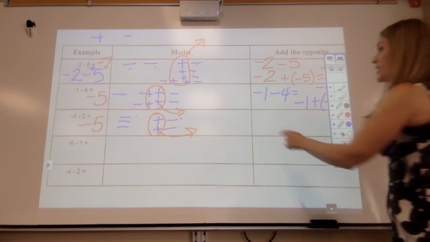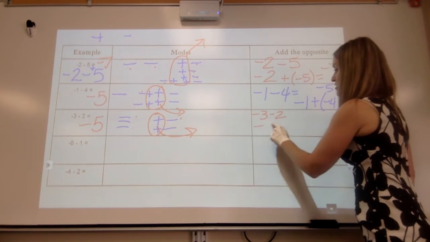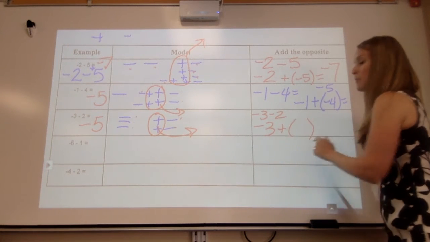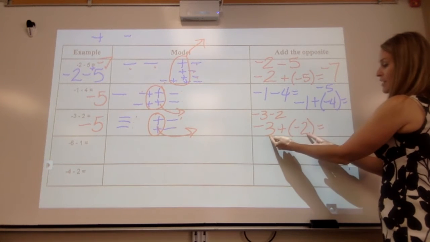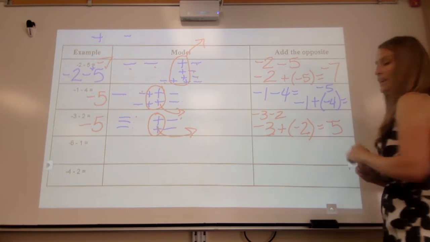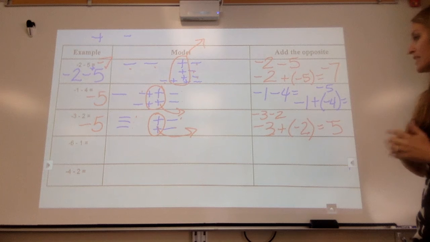I'm going to go ahead and rewrite -3 take away 2 using add the opposite. So I change subtraction to, you got it, addition. And what's the opposite of +2? -2. And then when we're adding our 2 negatives, we add them like they're positive numbers and then just bring that negative sign over. So I got -5 with the model and showing with add the opposite.